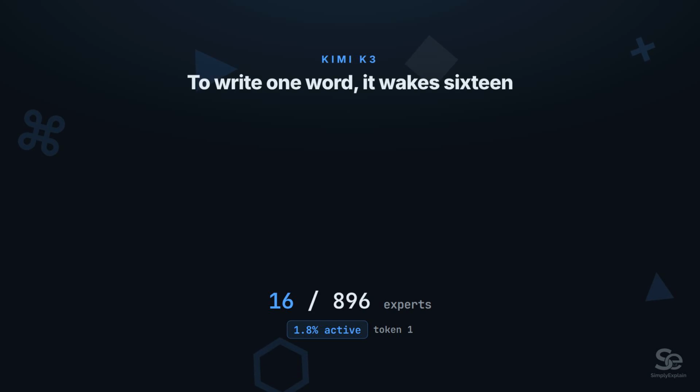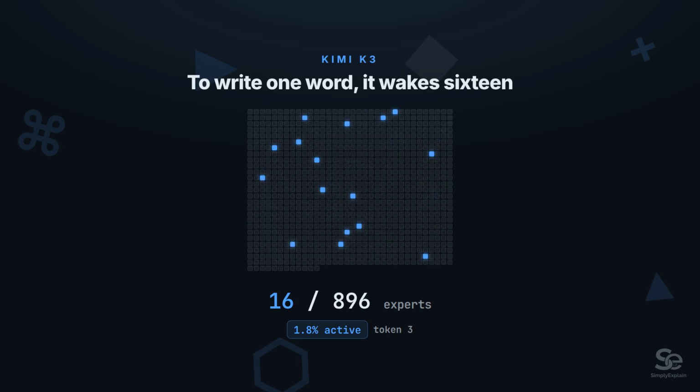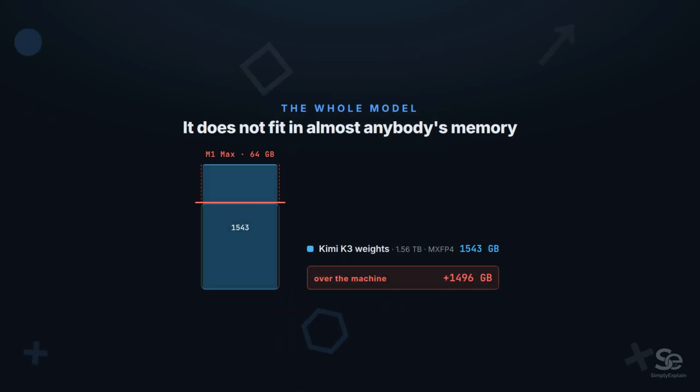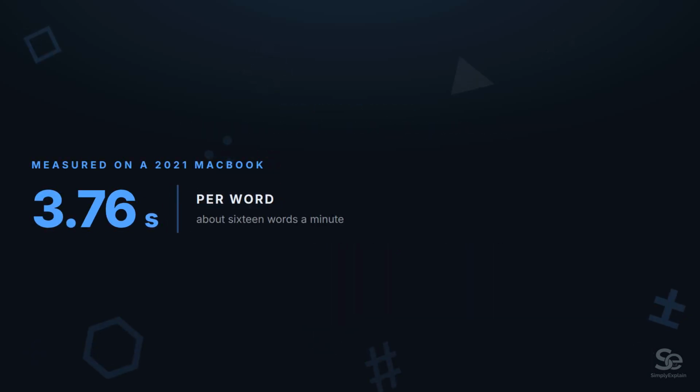Kimi K3 keeps 896 experts in every layer. To write one word, it wakes 16. The whole model is 1.5 terabytes of weights. It does not fit in your memory or in almost anybody's. Somebody is running it anyway on a 5-year-old MacBook, 3.76 seconds a word. That is 16 words a minute.